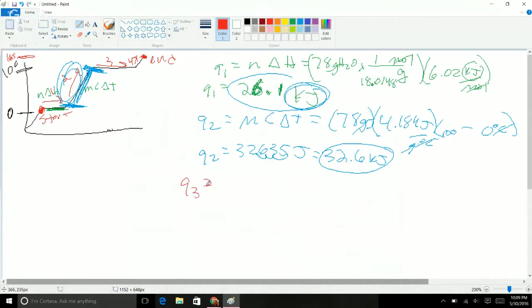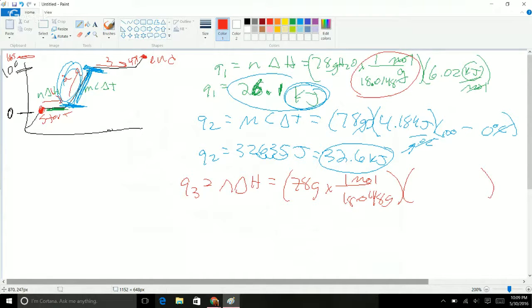All right, moving on to the next part. This is Q3. Q3 is another flat part. Flat parts use n delta H. So my n, I have to get in the moles: 78 grams of water times 1 mole over 18.0148 grams. That's how many grams there are in 1 mole of water. Same thing that I've got going up here. Times my heat of vaporization, 40.6 kilojoules per mole. Looking at my units, grams on top, grams on bottom, moles on top, moles on bottom, left with kilojoules. Q3.